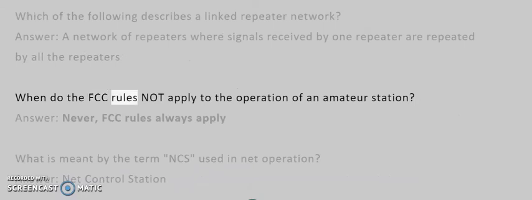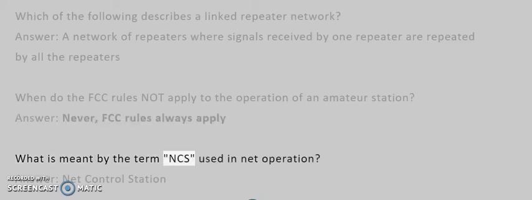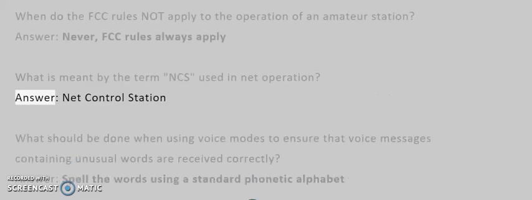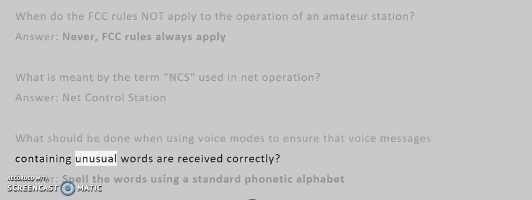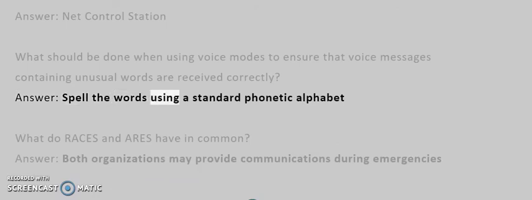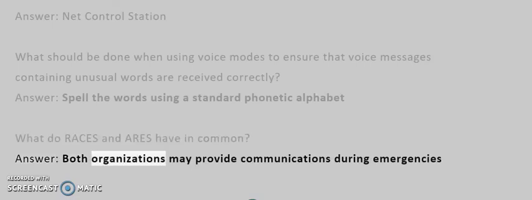When do the FCC rules not apply to the operation of an amateur station? Answer, never. FCC rules always apply. What is meant by the term NCS used in net operation? Answer, net control station. What should be done when using voice modes to ensure that voice messages containing unusual words are received correctly? Answer, spell the words using a standard phonetic alphabet. What do RACES and ARES have in common? Answer, both organizations may provide communications during emergencies.